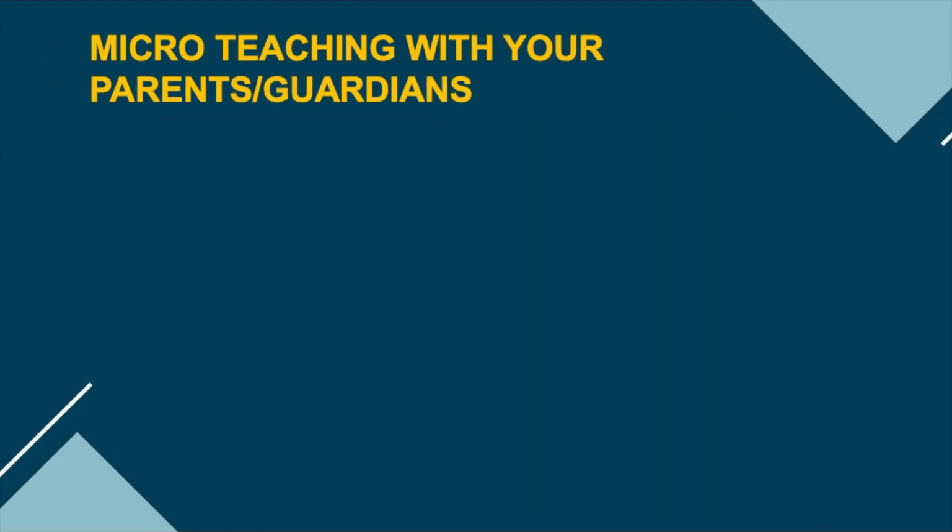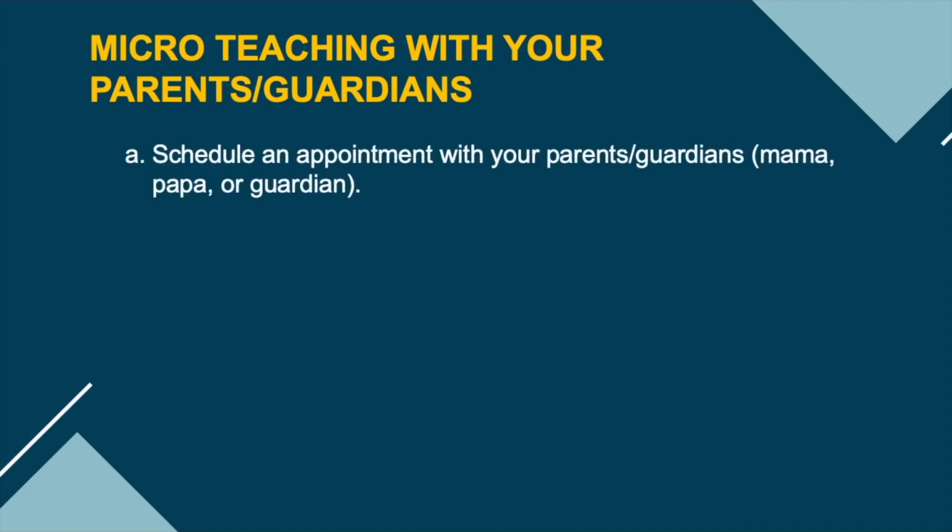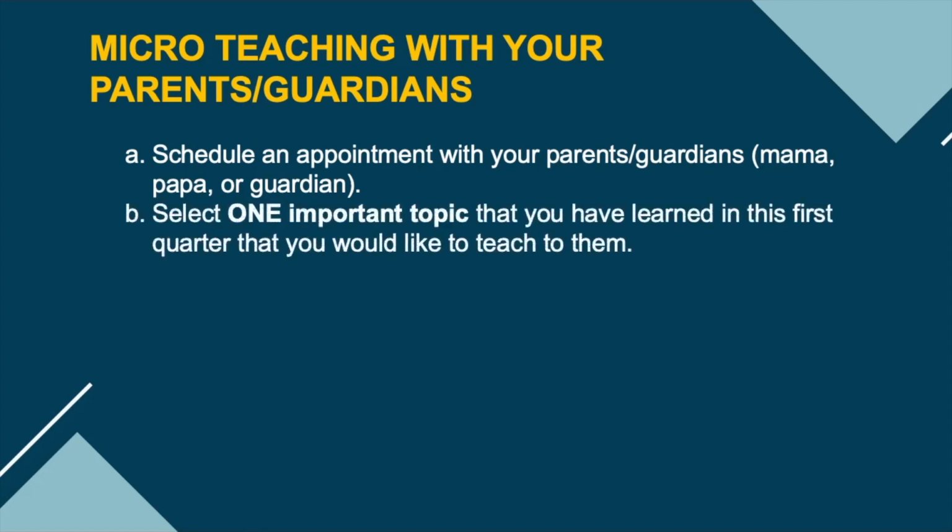Moving on to the parents or guardians review and input page, we added the word review. Here are the things that you need to consider. First, schedule an appointment with your parents or guardians. That can be your mother, your father, your lolo, your lola, or your guardian. Select one important topic that you have learned in the first quarter or the semester that you would like to teach them. This topic again can be simple or complex depending on your level of readiness to teach the topic.